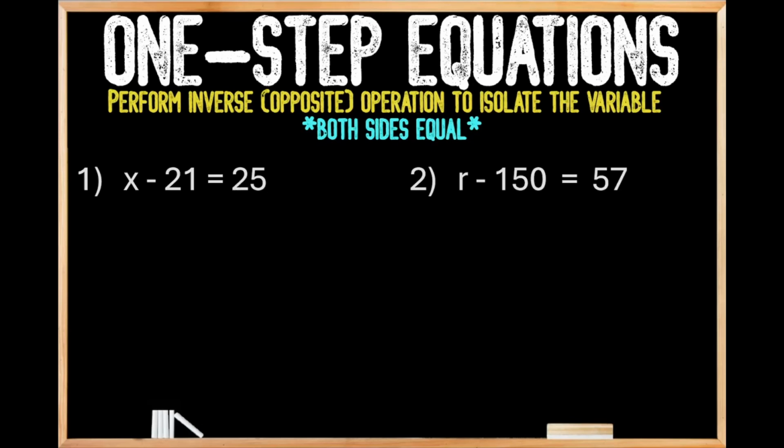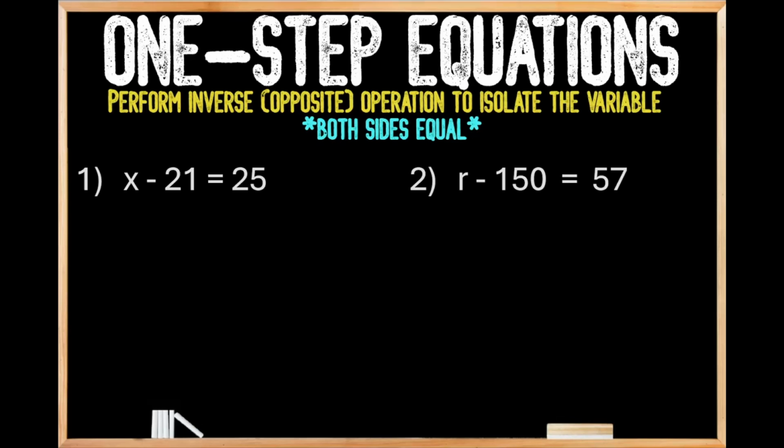So now that we've gone through how to solve one-step addition equations, we're going to move on to how to solve one-step subtraction equations, beginning with question number 1, where we're being asked to solve for the value of x. And just like when we're solving one-step addition equations, in order for us to isolate our variable of x, we need to perform the inverse or the opposite operation of whatever is being done to our variable of x in question number 1. And in question number 1, we have x minus 21 equals 25.